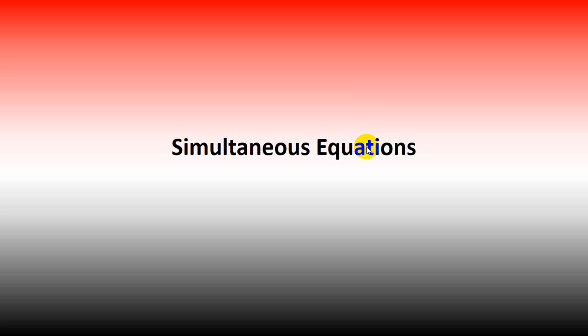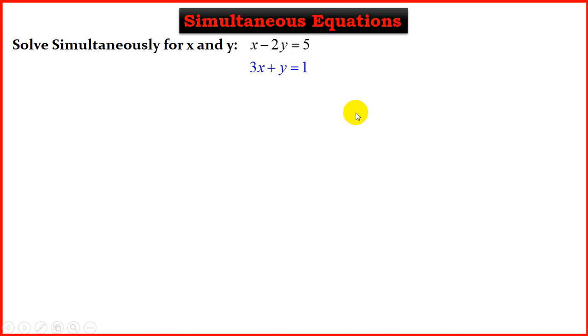Hi, today we're going to be looking at simultaneous equations. We're going to look at an example where we solve for x and y, and the two equations we have are x minus 2y is equal to 5. We're going to call that equation 1, and 3x plus y is equal to 1, equation 2. Our mission: to solve for x and y.